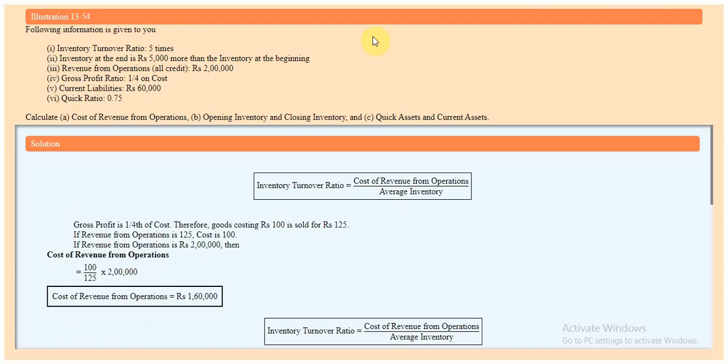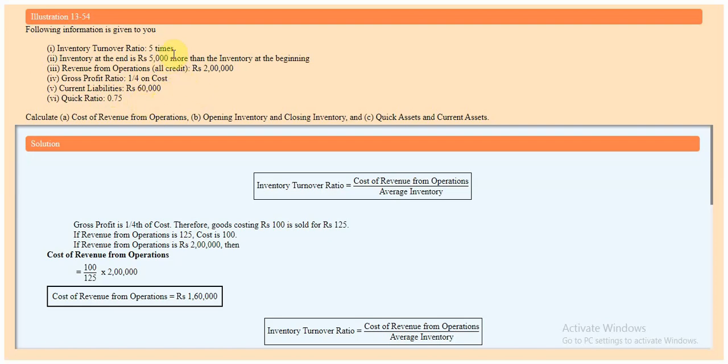This is illustration number 54. They have given some information, that is inventory turnover ratio is 5 times. Inventory at the end is rupees 5,000 more than the inventory at the beginning. Revenue from operations, all credit, is rupees 2 lakh. Gross profit ratio is 1/4 on cost. And current liability they have given as rupees 60,000, and quick ratio is given as 0.75. Okay, this sum is a bit difficult.